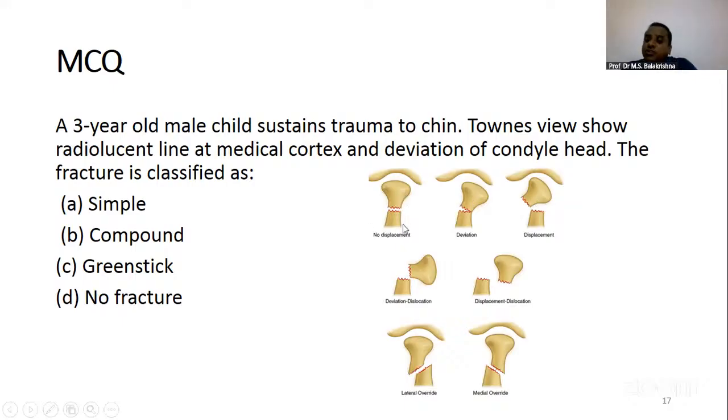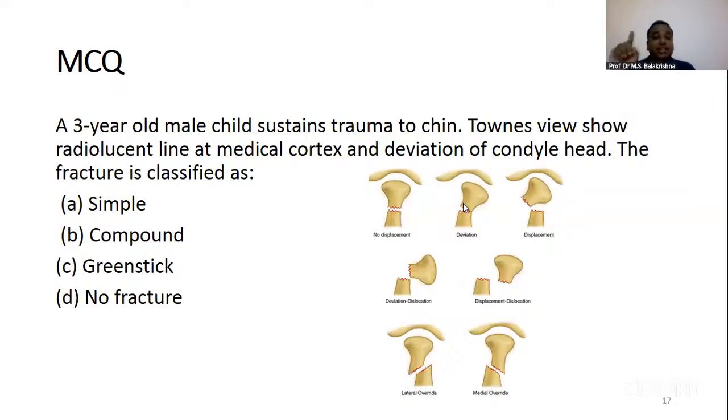When there is no displacement, that is a simple fracture. Deviation, compound fracture: broken into two parts and separated, compound. Completely displaced and coming out of the tissues, that is a comminuted fracture. Right. And then you have got a greenstick fracture. Greenstick fracture is basically just a hairline fracture where the bone will only bend. But here you see that there is deviation of the condylar head. So there is a fracture, and this comes under the compound category.